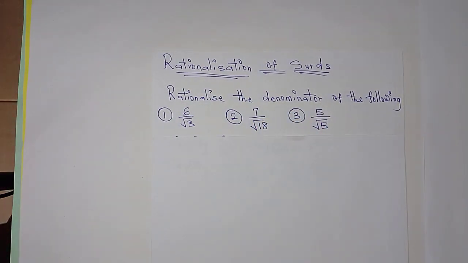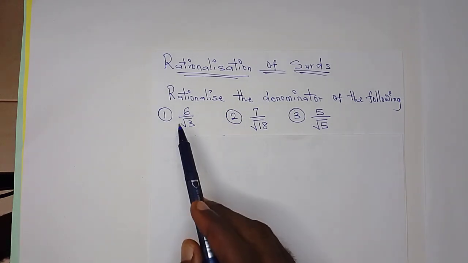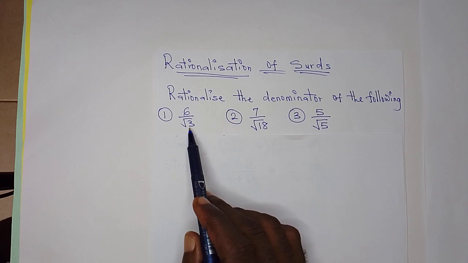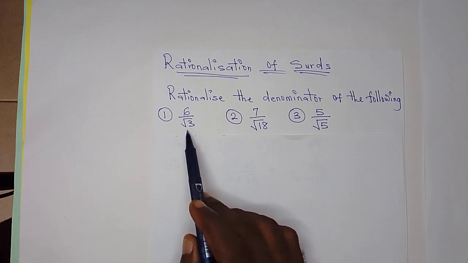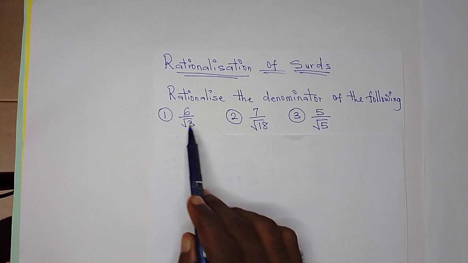Now the question says, rationalize the denominators of the following. To rationalize a surd simply means that you should make the denominator a whole number. If we look at question number one, the denominator is an irrational number, root 3. So we need to make this root 3 a whole number.